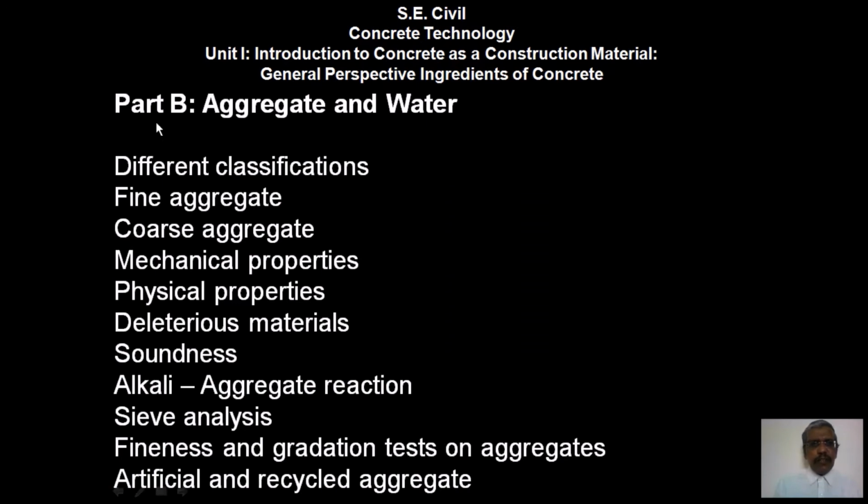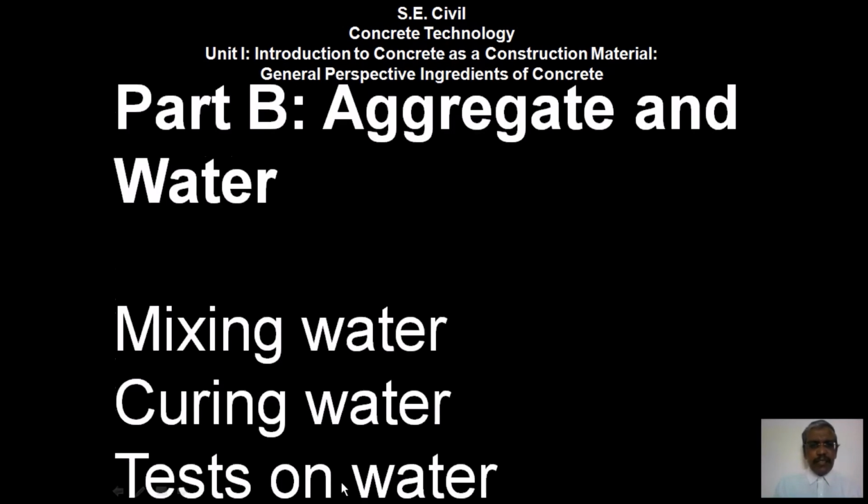So we have seen in part B aggregate and water: different classification, fine aggregate, coarse aggregate, mechanical properties, physical properties, deleterious material, soundness, alkali aggregate reaction, sieve analysis, fineness and gradation test on aggregate, artificial and recycle aggregate. In part B, water is also there. We will see mixing water, curing water and test on the water.